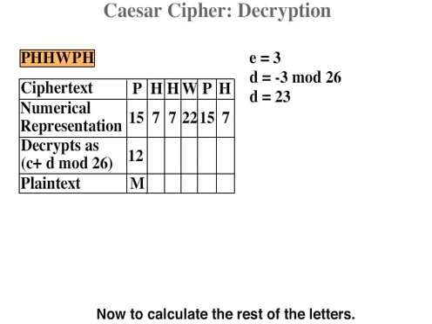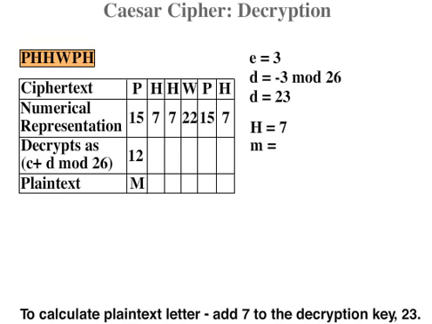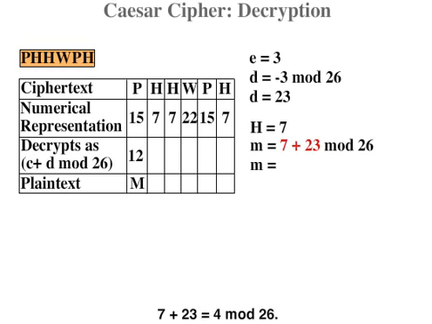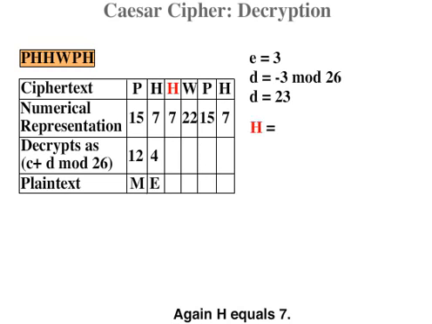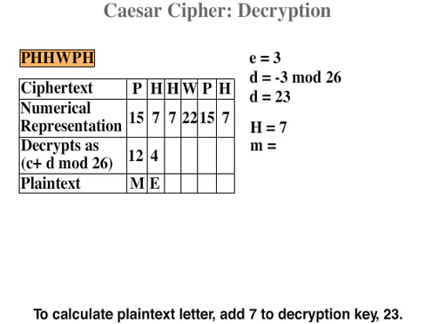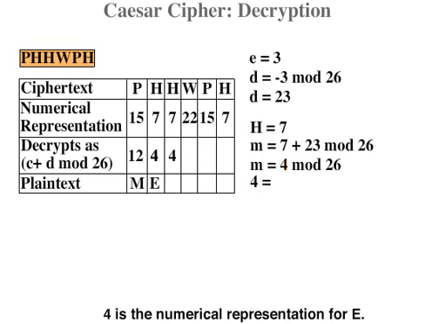Now to calculate the rest of the letters. H equals 7. To calculate the plaintext letter, add 7 to the decryption key 23. 7 plus 23 is 4 modulo 26. 4 is the numerical representation for E. Again, H equals 7. To calculate the plaintext letter, add 7 to the decryption key 23. 7 plus 23 is 4 modulo 26. 4 is the numerical representation for E.